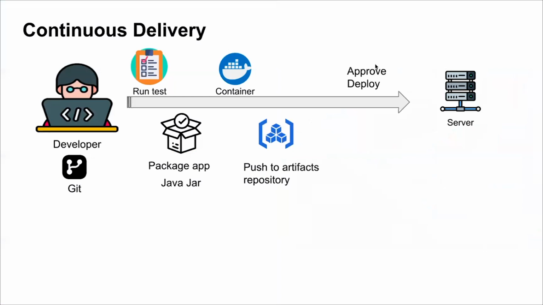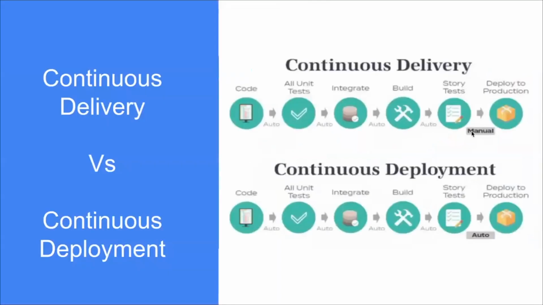So over here, it is the same thing. We build the container, push it and everything, then it waits for the approval, and only then does it get deployed to the server. And this is the difference between delivery and deployment. As I said, it is the manual versus the auto part; all other things are integration builds, and it is the same.